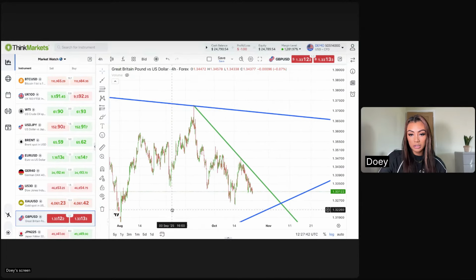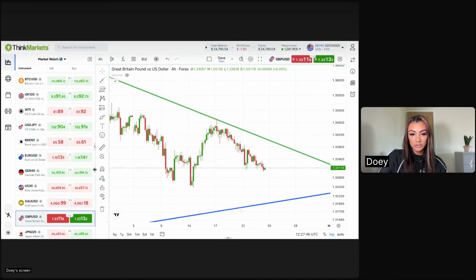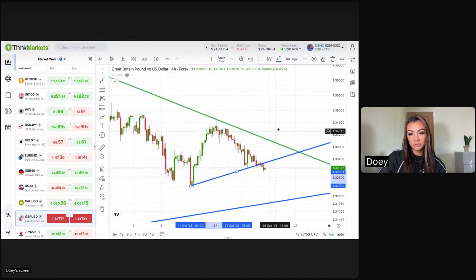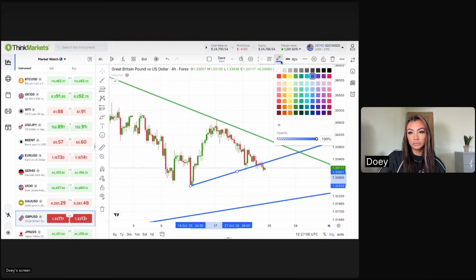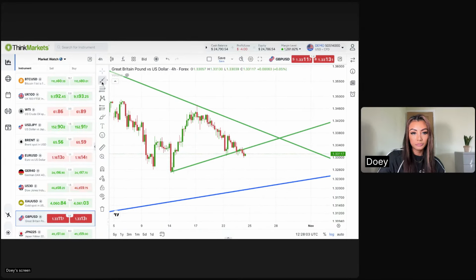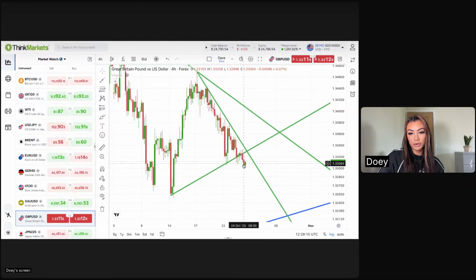There's nothing currently for us to be in, unless you want to start from this point here. This is on the 4-hour. So we've got a little bit of room to come down to this daily trend line. So yeah, potential 4-hour breakout.